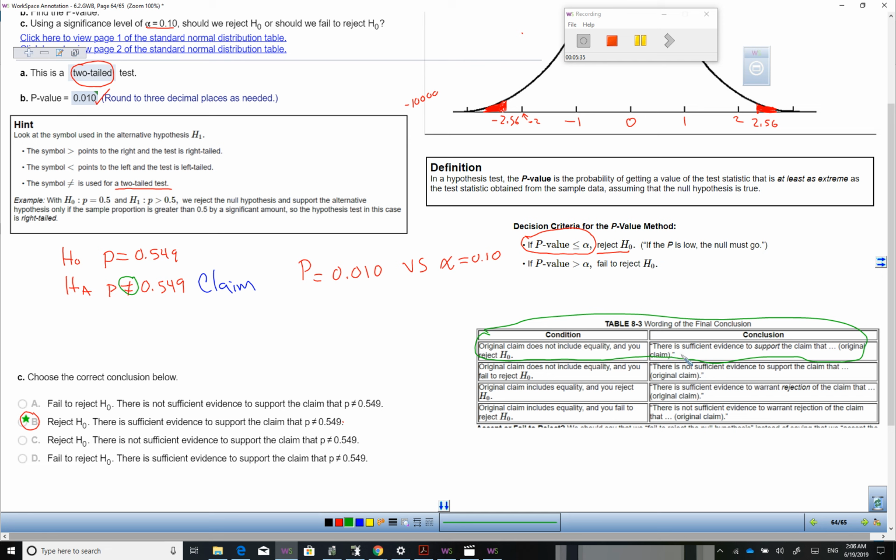So this is the way we word the final conclusion. Okay, so we reject the null hypothesis. There is sufficient evidence to support the claim that, well, the claim in this particular situation is that p is different than 0.549. Okay, so we have this as our answer, and that's how you do problem number 9.